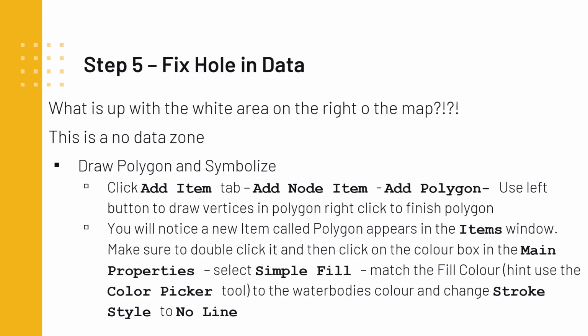You will notice that a new item called Polygon appears in the items window. Make sure to double click it, or you can right click and go to item properties. That works too. And then what we want to do is select the main color box under main properties. Then you're going to select the simple fill option. You're going to match the fill color, and I'm going to suggest using the color picker tool to do that, to get it to match exactly to the water body's color. Okay, and then go a little further down to the stroke style and choose no line.